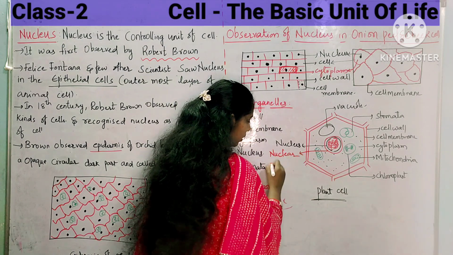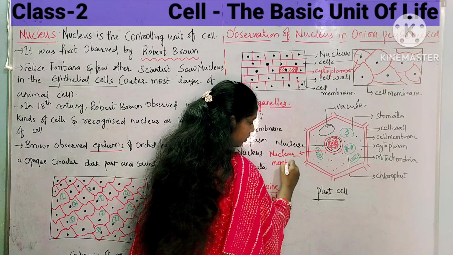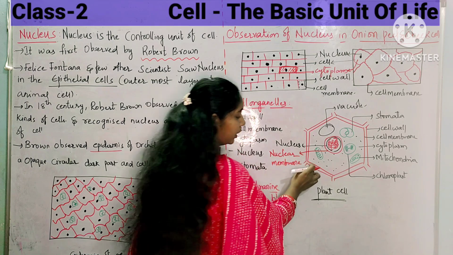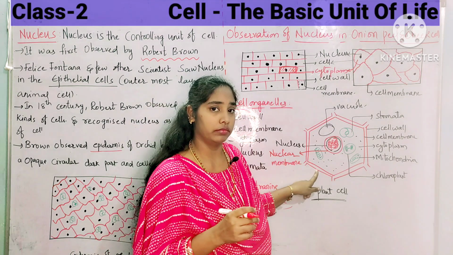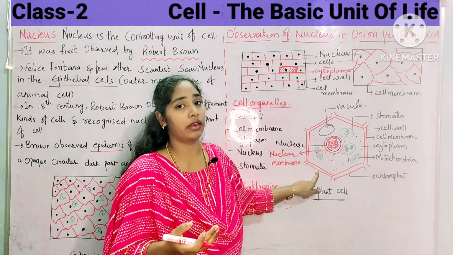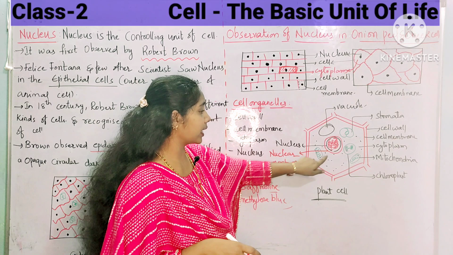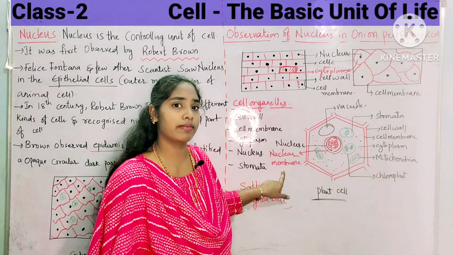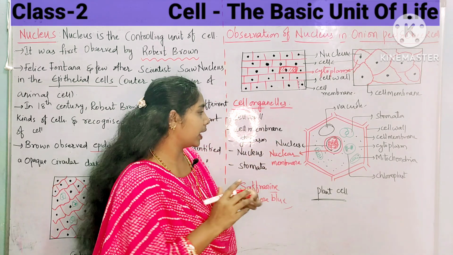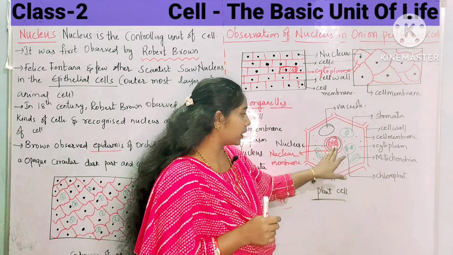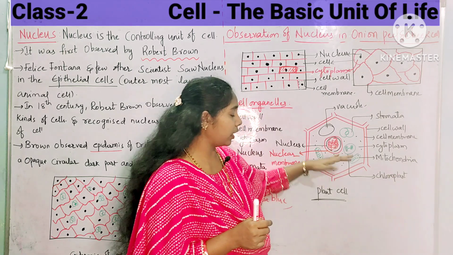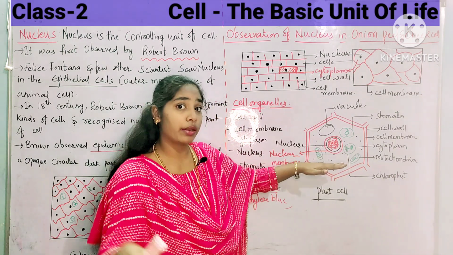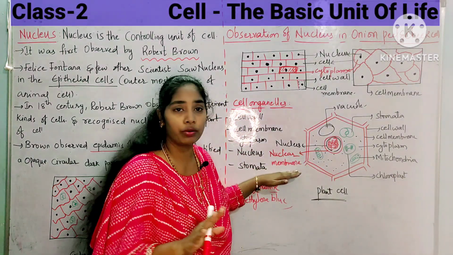Inside here, if you see the plant cell, the cell is covered by a layer called the cell membrane, whereas the nucleus is covered by an extra membrane, called the nuclear membrane, which will be protecting the nucleus, right? So that's it. Next, the nucleus contains genetic material, and the nucleus is surrounded by a layer called the nuclear membrane.